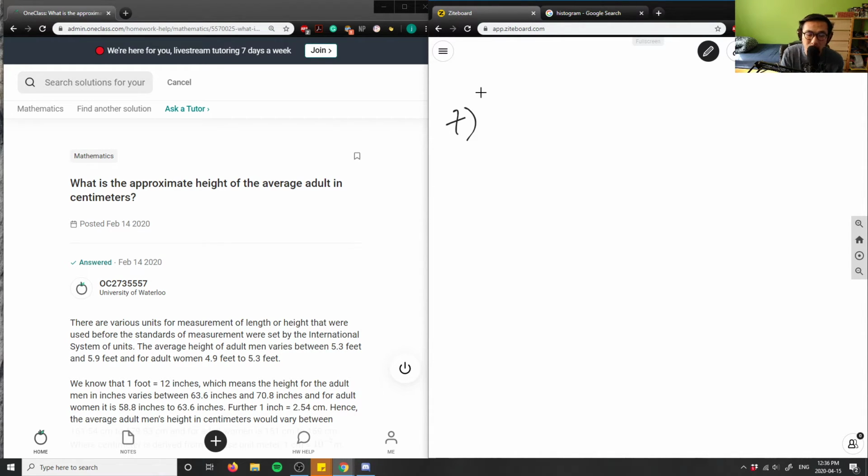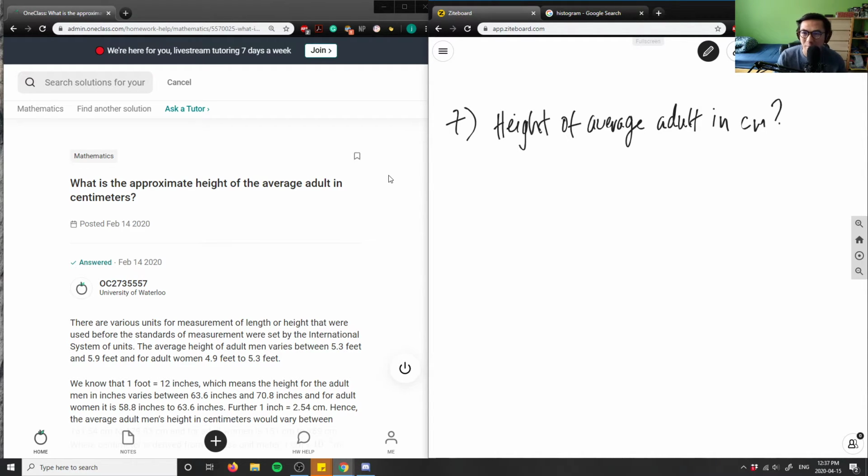But it's saying, what is the approximate height of the average adult in centimeters? So approximate height of average adult in centimeters. So cm. So when we talk about average height, we can't really mathematically solve this. This is simply just something we Google, right? So it's like simply, oh, what's the height of an average adult?